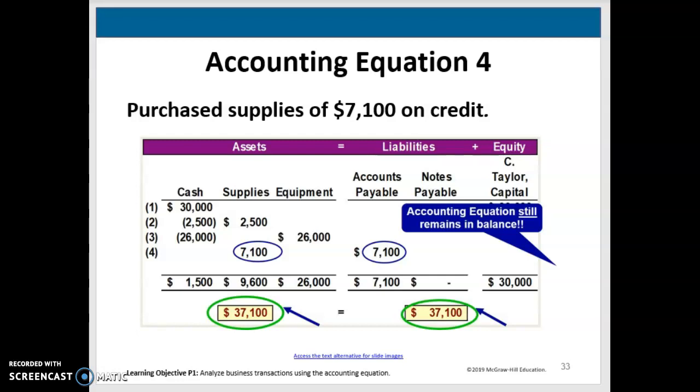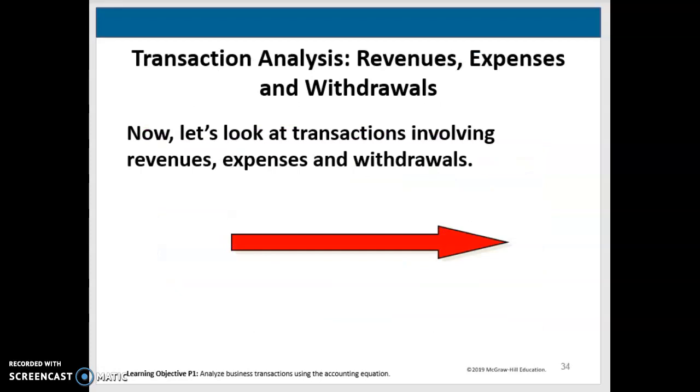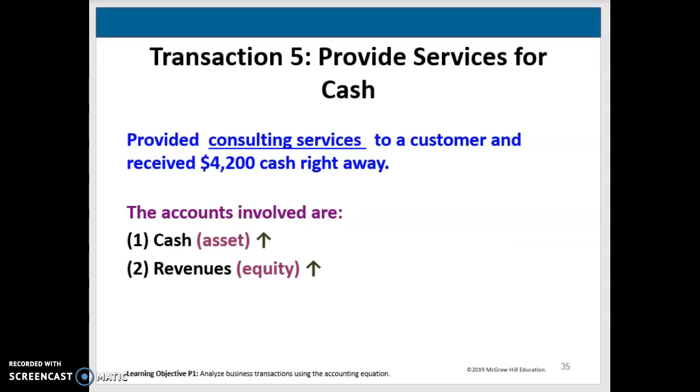All right. The next few transactions are going to be looking at revenues, expenses, and withdrawals. We haven't seen those yet, so let's look at number 5. Number 5 says that we are providing consulting services to a customer, and we're receiving $4,200 cash right away. So we provide service, they're paying us right then. They're paying us in full at that point in time.